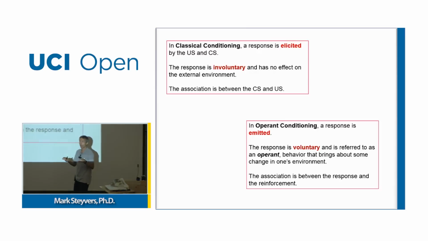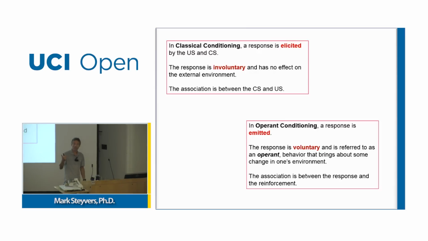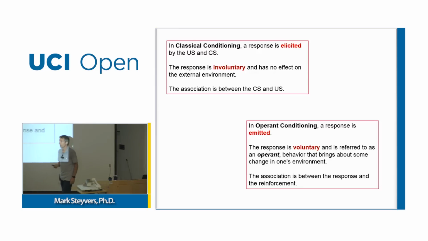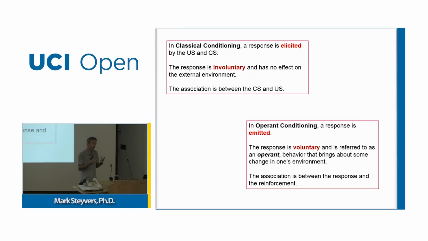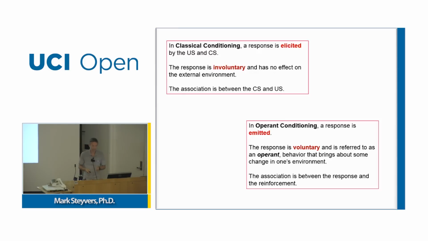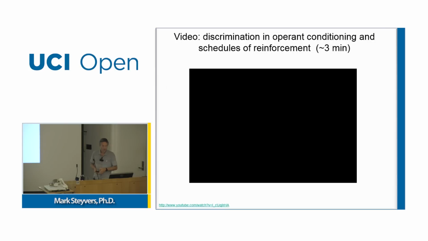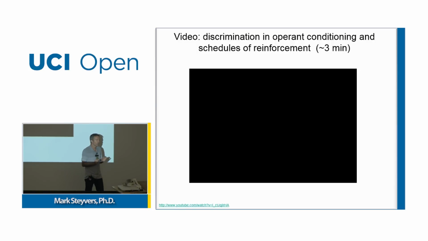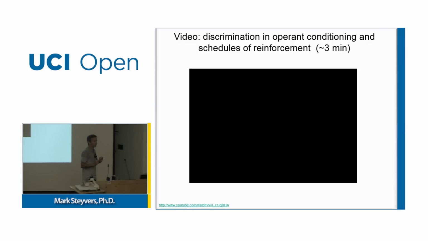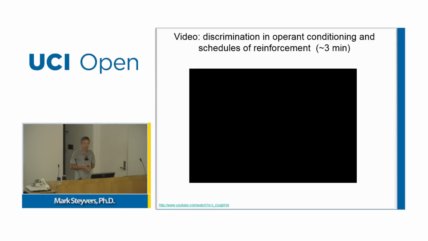So many of the phenomena that we talked about, generalization, blocking, contingency, all those things that apply to classical conditioning also apply to operant conditioning. So one of the amazing things is that animals use these very simple learning mechanisms to learn under what conditions to evoke a certain response.